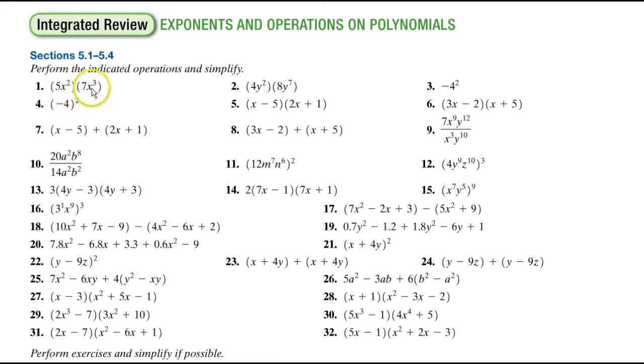So for instance, in number one, this is the multiplication of monomials. Another example. This is to square 4 and then apply the negative sign. Here we're squaring a negative 4. Now we could use the traditional way or FOIL. Now notice this is not FOIL, this is addition of like terms.